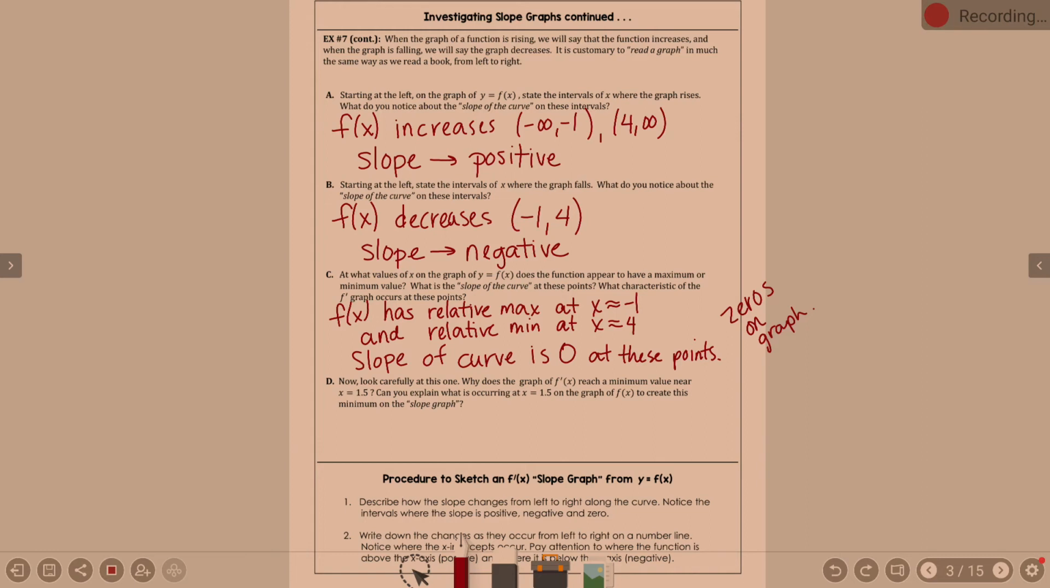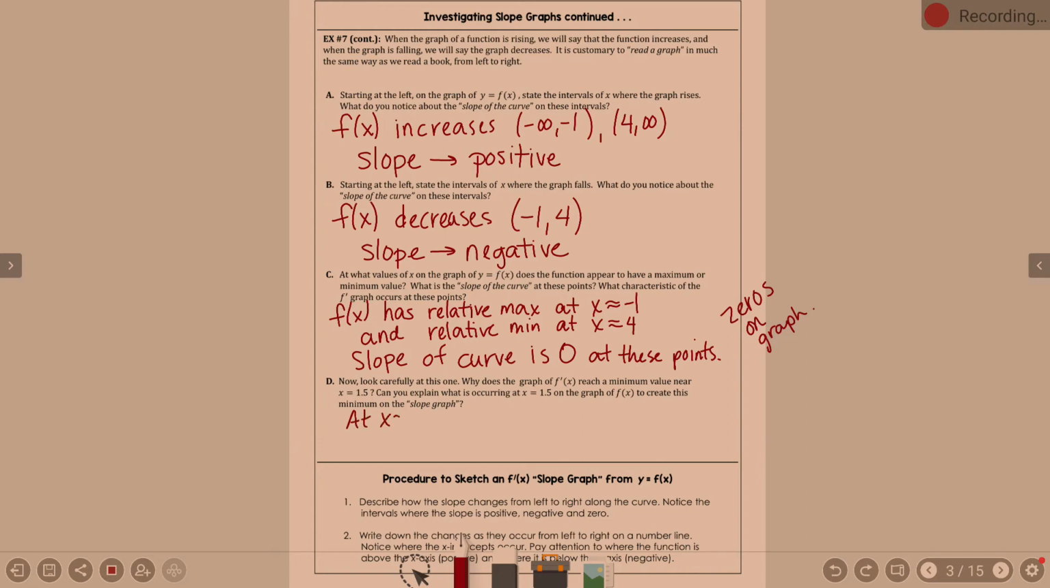Now look carefully at this one. Why does the graph of f prime reach a minimum value near x equals 1.5? Okay, inflection point, right? So at 1.5, my concavity changes from concave down to concave up. Can you explain what is occurring at x equals 1.5 in the graph of f of x to create this minimum on the slope graph? Changing concavity, yes?